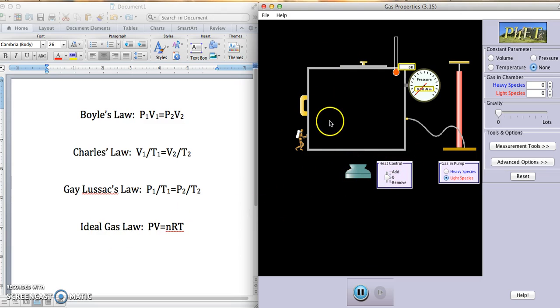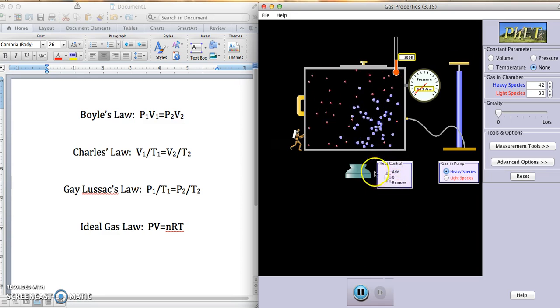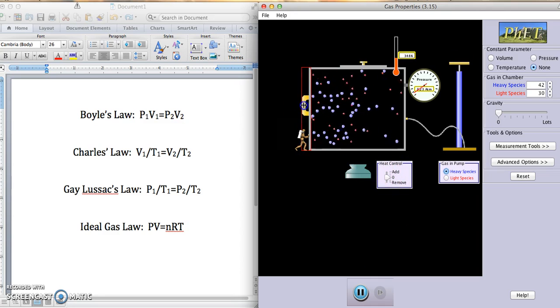And on the right here, I have a program of a closed system which I can change the volume of. I can see the temperature with this thermometer, and I can see the pressure with this gauge right here. I can pump some molecules in with this pump like so, and I can change the heat of this system using this control right here.